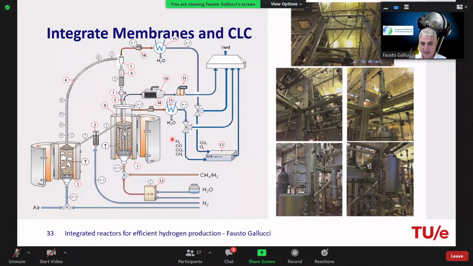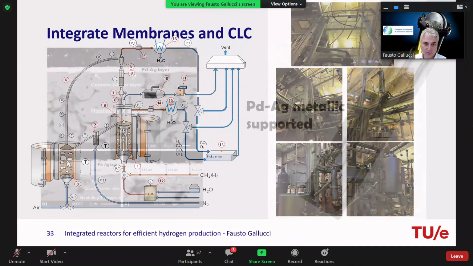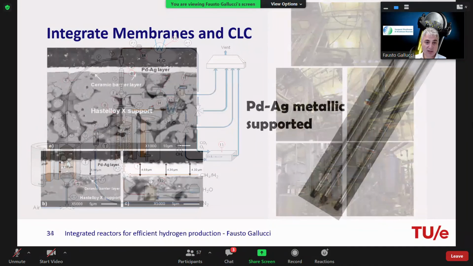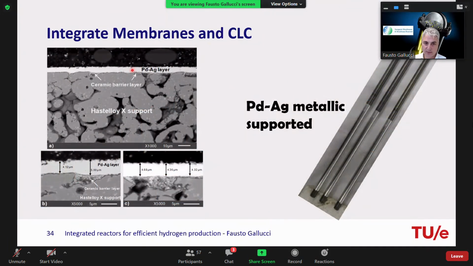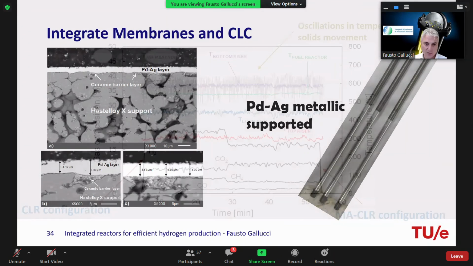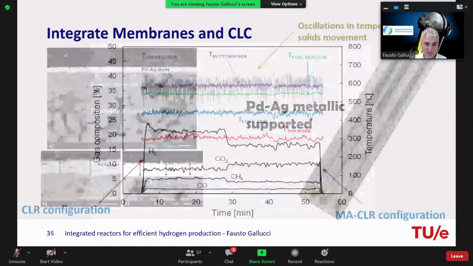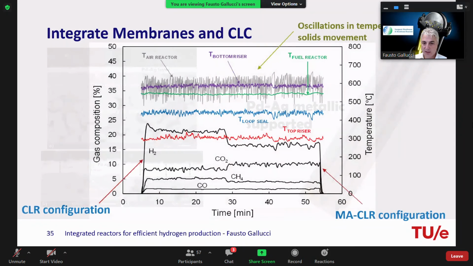Now, does this work? Of course, we have to test with membranes, and the membrane that we use in this particular case is based on palladium silver. I know a few people who are very good at producing membranes, and this membrane was around 5 micron thick. These are pictures of the membrane. If you look at the experiments, steam reforming is occurring here. Here it is without the membrane, I mean with the membrane closed, so I'm not extracting the hydrogen.